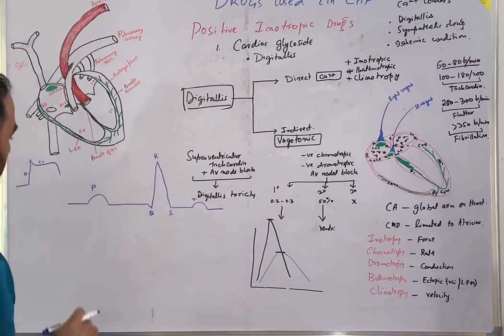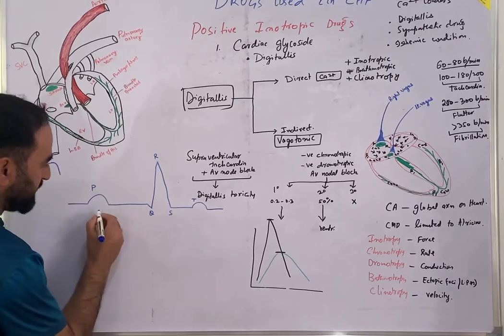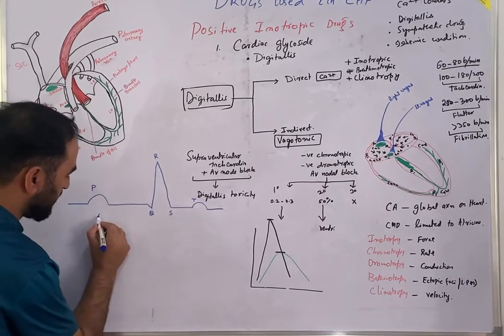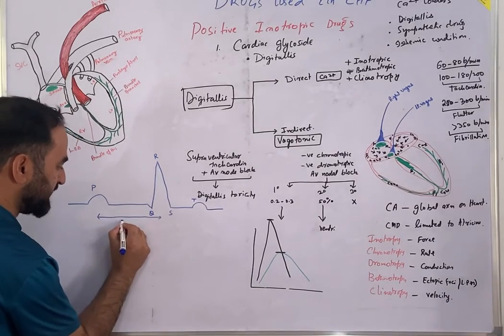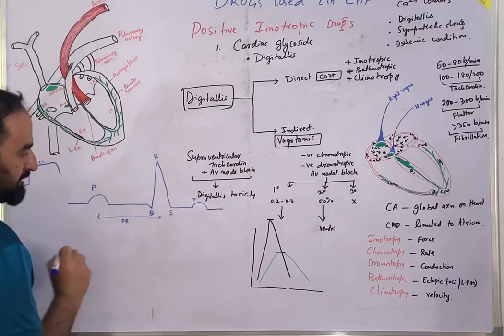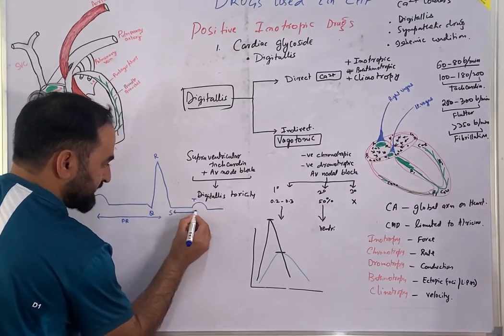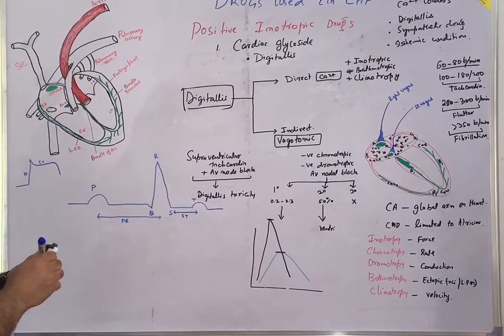This is the P wave generated by the SA node. This is the segment; if you include R in this, it is the PR segment. This is the PR interval. This is the ST segment.